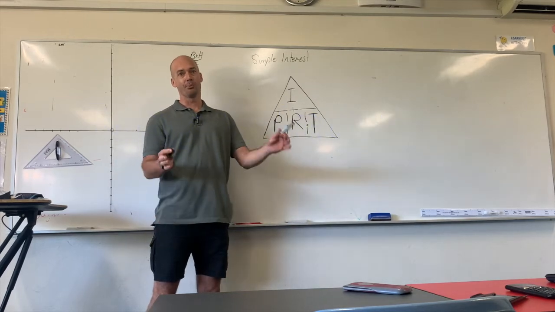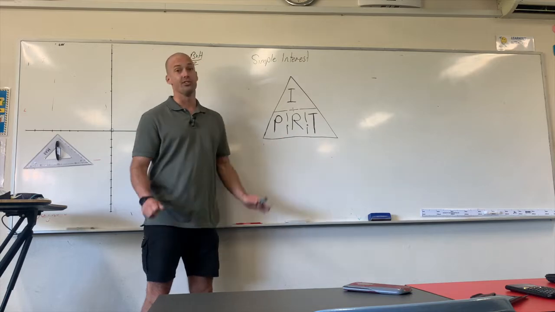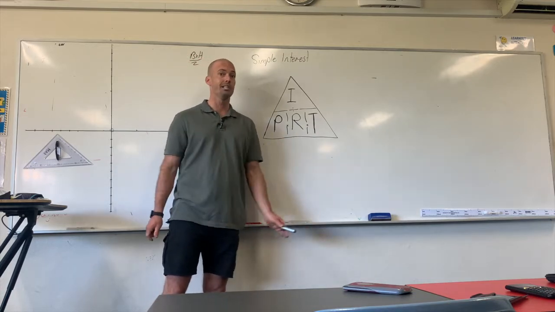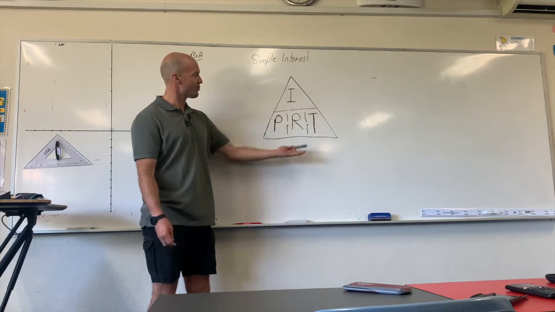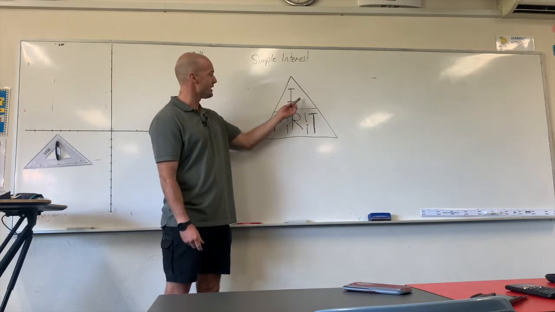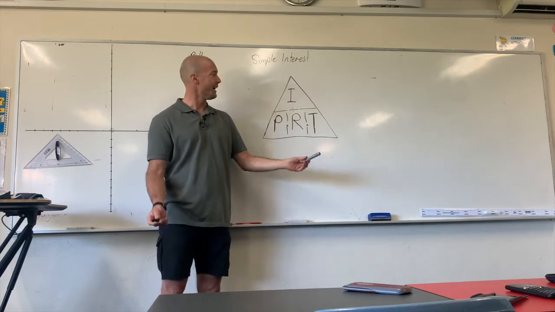Today we're learning about simple interest and the one formula that answers all your questions for simple interest. It doesn't apply to compound interest, but for simple interest, it'll do everything. And it is the simple interest triangle. Now, there's 4 letters in here, I, P, R, and T. Firstly, you need to know what they are.